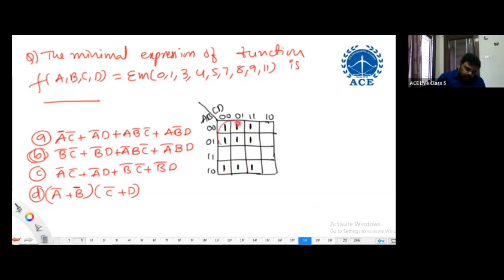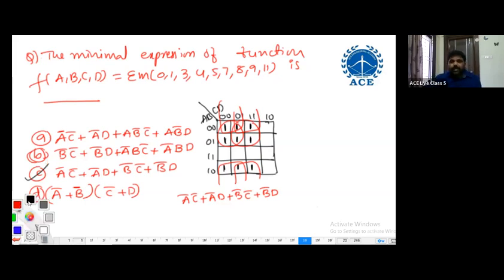Right? This is one grouping, second grouping, no doubt it is a third grouping, and it is fourth grouping. Then what we are getting here? A bar, C bar plus A bar D plus B bar, C bar plus B bar D. Yes, option C is correct. As we know that SOP POS are functionally equal, let us find one more expression in POS.